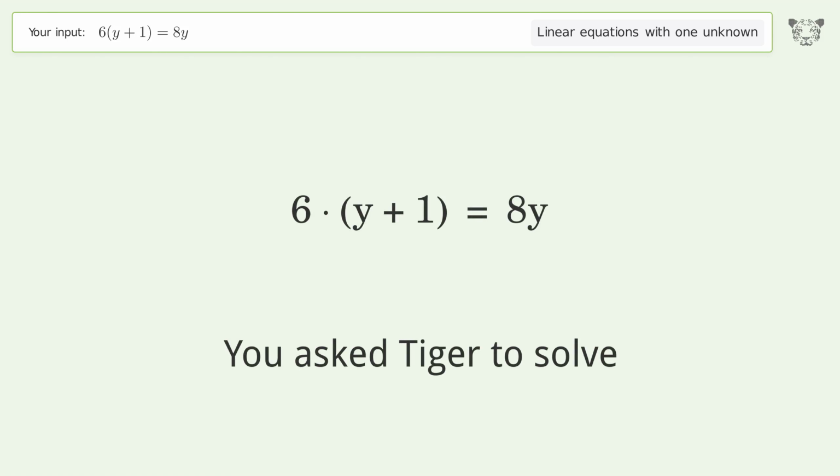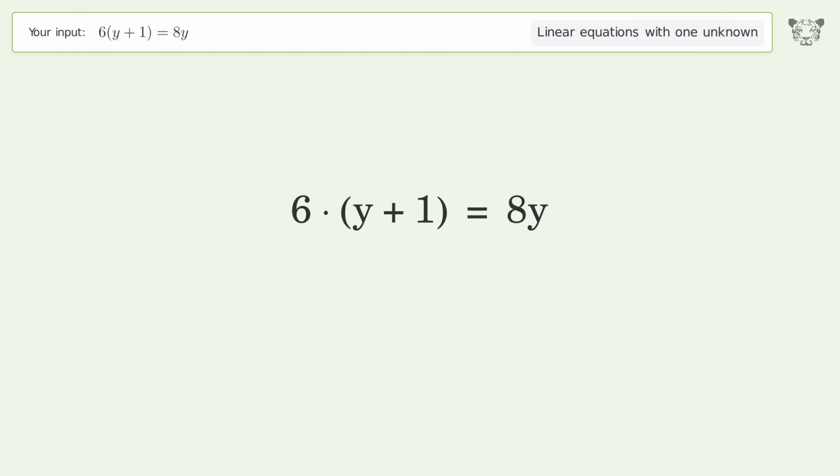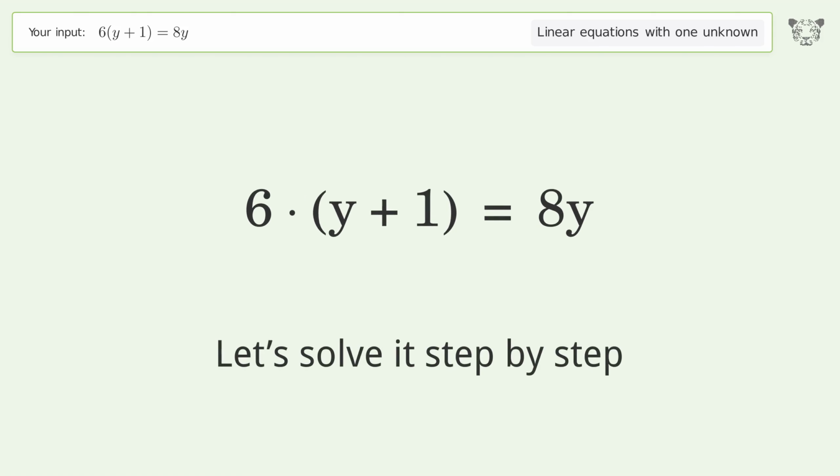You ask Tiger to solve. This deals with linear equations with one unknown. The final result is y=3. Let's solve it step by step.